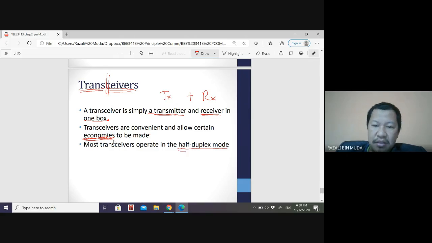Do you still remember half duplex, full duplex, simplex? Most transceivers operate in half duplex. So you have simplex, half duplex, and full duplex. The transceiver functions in this mode.